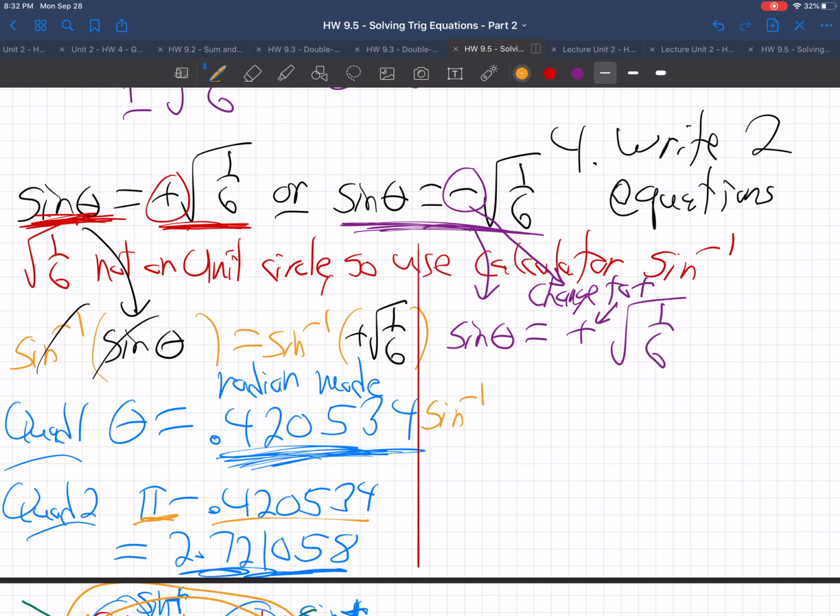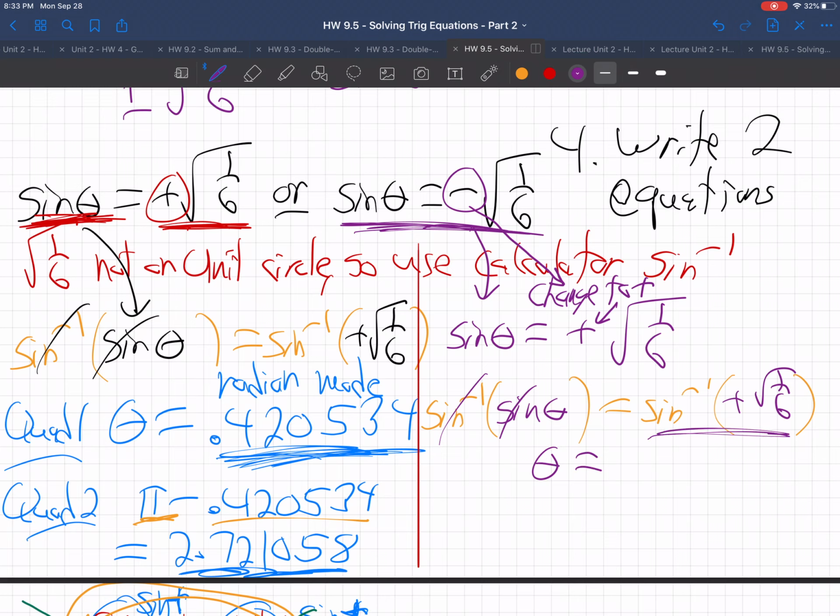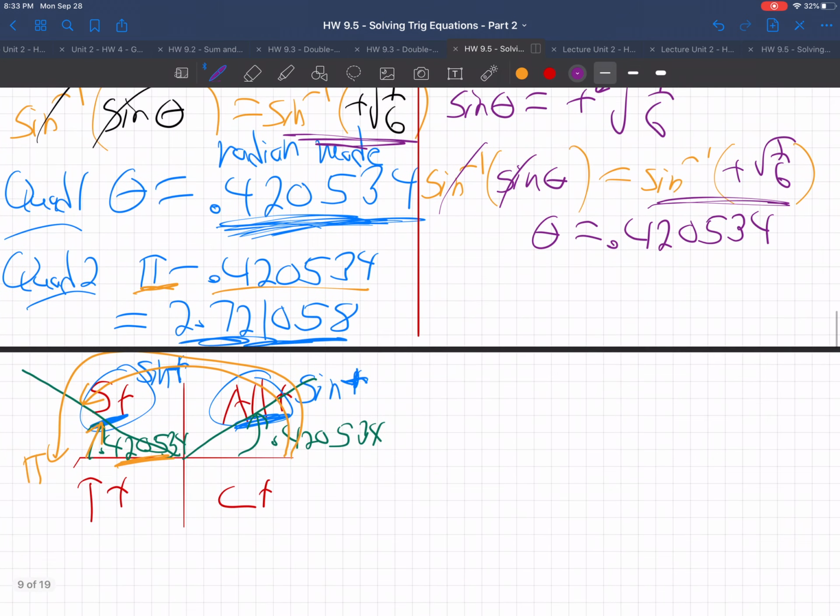I'm going to do sine inverse of both sides. Let me move that over just a little bit. Sine inverse of both sides here, and of the sine of theta and of the positive square root of 1/6. These cancel, get theta alone. I don't need to go to my calculator. I just did that right here. Right? Sine inverse of positive root 1/6. It's going to be that same number, 0.420534. Now, that's my first quadrant answer. But I don't want a first quadrant answer on this side. Let me show you what I mean.